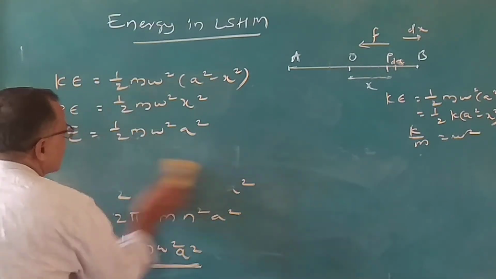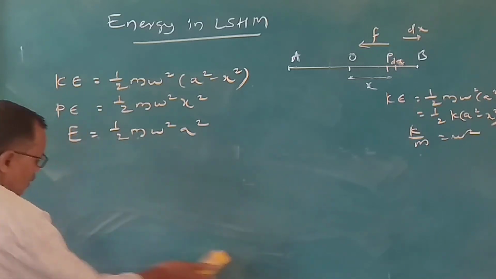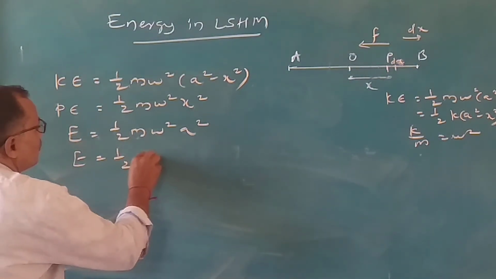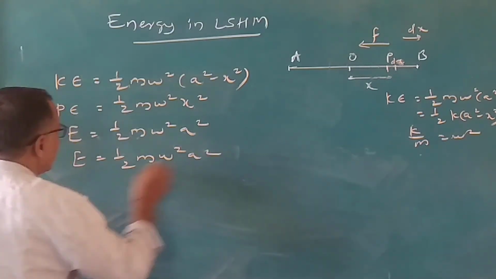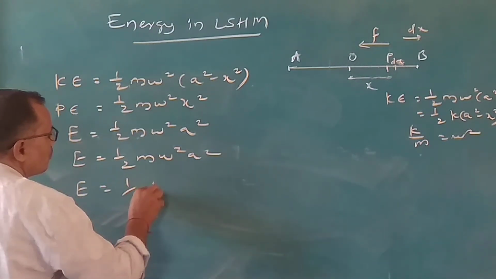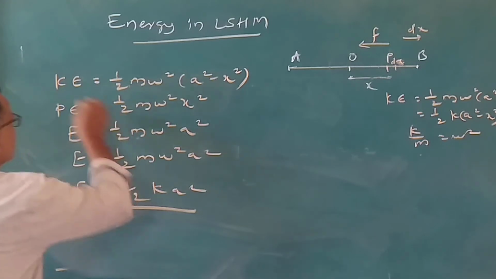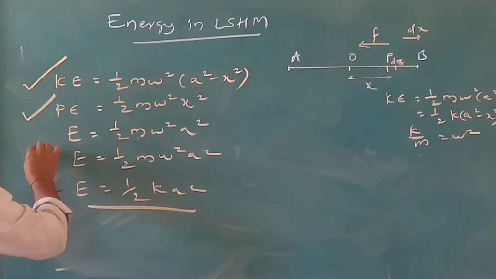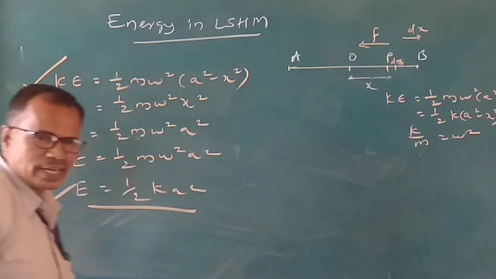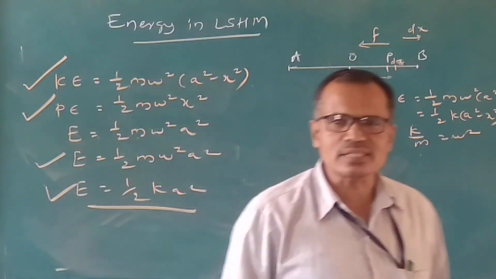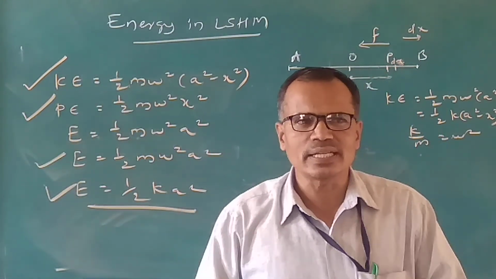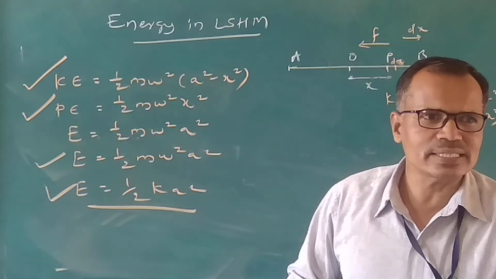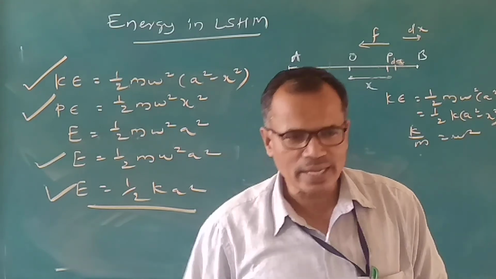So we will write here again as a reminder that the energy is equal to 1/2 m omega square A square or equal to 1/2 k A square. This is the equation for the kinetic energy, the equation for the potential energy and the equation for the total energy. Correct? You got it? Now this is about the total energy in a SHM.